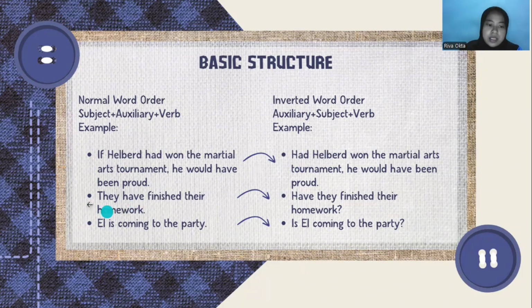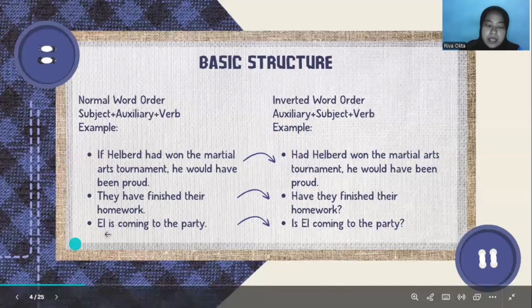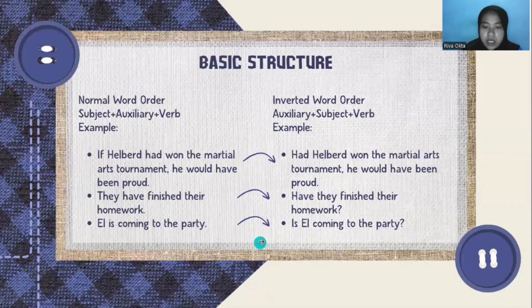And next, they have finished their homework. If I switch, have they finished their homework? And last, Ell is coming to the party. If I switch, is Ell coming to the party?